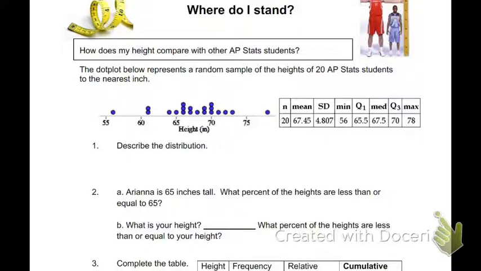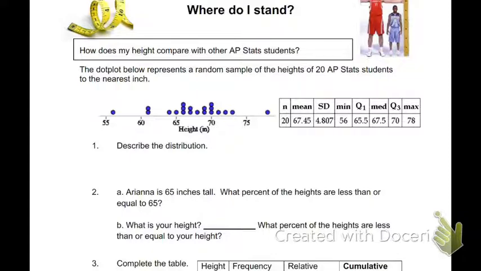Yes. Thank you. You want to make sure that you are weaving context in here. That's okay. I'm just giving little reminders there. So you would want to say like the distribution of heights of AP students or heights of these 20 AP students. And whenever you're giving measurements, you'd want to make sure to include units because that's another way to make sure that you've hit that context marker.